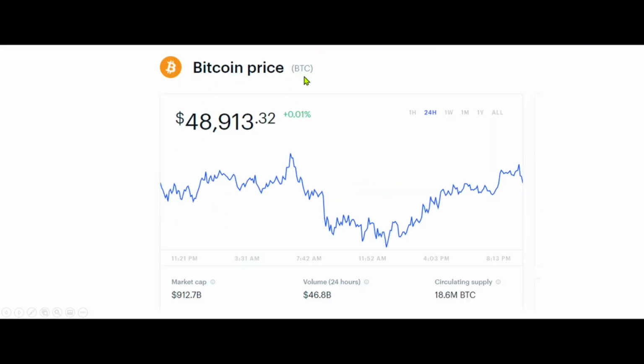Bitcoin's symbol is BTC, and as you can see, it has changed plus 0.01% in the 24-hour window. You can see different timings showing up here, and market cap, volume. So this is the first coin, and it has the biggest market cap in the market right now. To buy a coin of Bitcoin, it is $48,913 for this screenshot, but its price has increased already as I'm speaking.